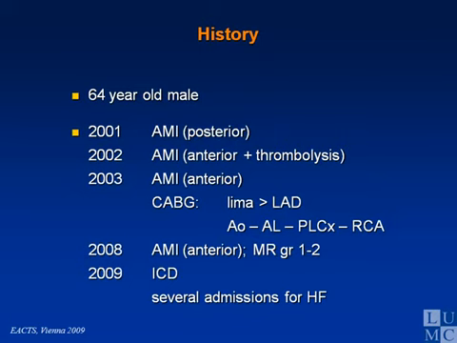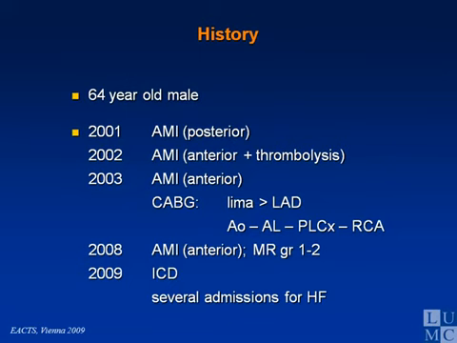The first in 2001 in the posterior wall, 2002 the second one, he got thrombolysis afterwards. Next year, 2003, again anterior myocardial infarction, which was followed by CABG surgery, LIMA to LAD, and a venous graft to the anterolateral branch, circumflex artery, and right coronary artery. A couple years later, 5 years later, he had a major anterior myocardial infarction and then started to have heart failure symptoms, MR grade 3.